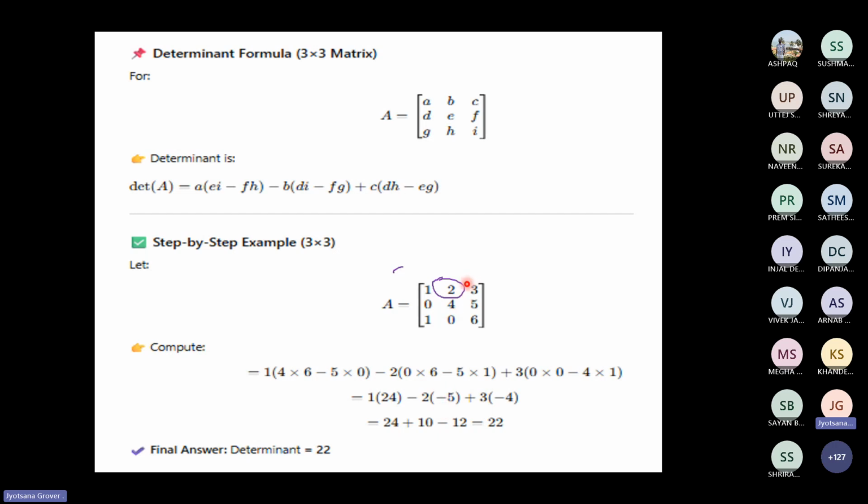Now go to this. This is plus 3, into 0 minus 4 into 1, which is minus 4. Now you just have to solve. That's it. So the determinant is non-zero: 10 plus 10 minus 12. Is it fine or any doubt? Yeah, fine.